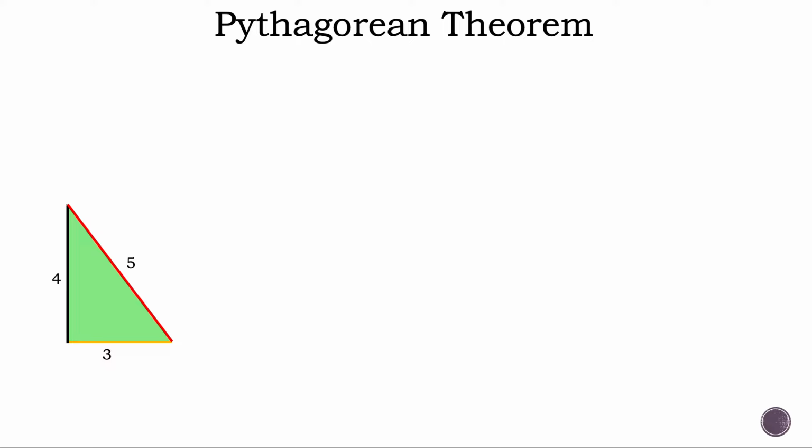What is the area of a square? It is the square of one side length, or one side length times itself. In essence, the Pythagorean theorem is the sum of the area of two smaller squares, and that is equal to the area of a bigger square. So let's make a square with our longest side, 5.